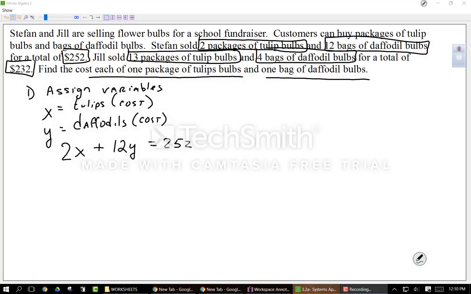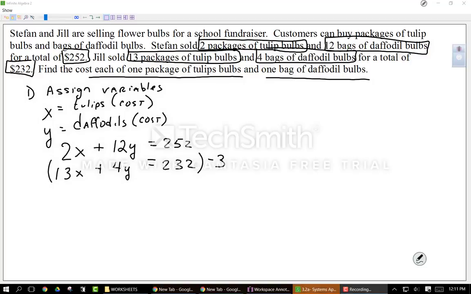Now Jill bought 13 packages of tulips plus 4 bags of daffodils for her grand total of $232. So now it looks like a system of equations because I have 2 of them. How do I solve it? Substitution's probably not going to work out too well, so I'm going to try to eliminate. Let's multiply the bottom one by -3. Once I do that, you'll notice my y values will cancel, and then we'll be good to go.